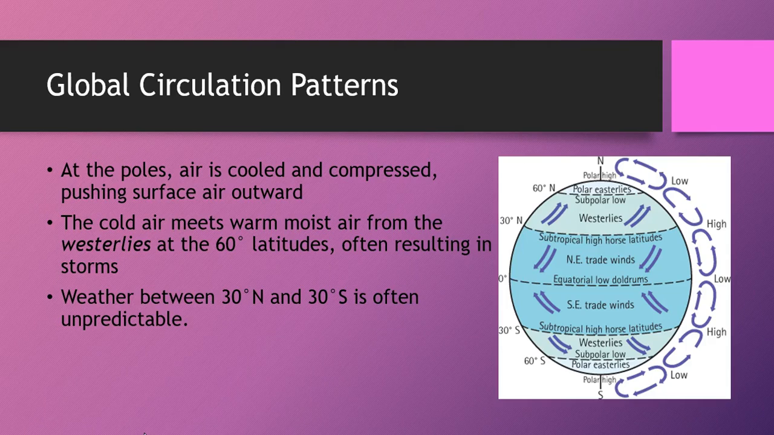The cold air then meets the warm air from a region known as the westerlies near the 60-degree latitudes, and this often results in storms in this general region. Similarly, because of the interplay between the winds from the equator to 30 degrees north and 30 degrees south latitude, the weather in this region is often unpredictable.